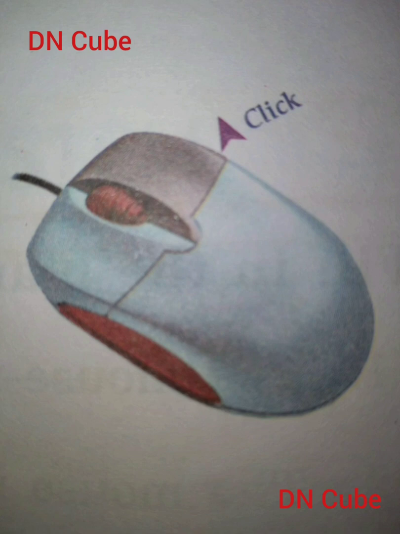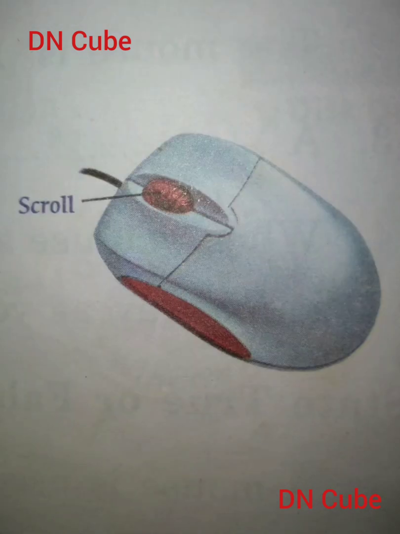Okay. Now next is scroll. We know that the mouse has 2 buttons, left button and right button, and the scroll wheel acts as the third button. It is at the middle of the left button and right button. Move the scroll wheel back and forth to scroll the content of the active window. This scroll wheel is used to see the different parts of the window.